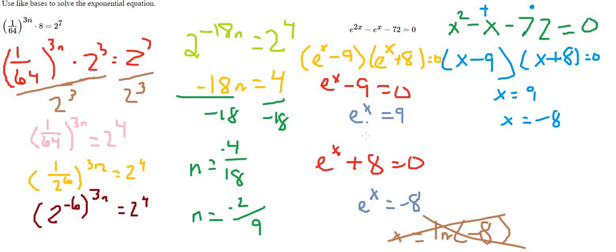And the other one, when we take the natural log on both sides, that's going to give us x equals the natural log of 9. And that is a real number, and you may want to check that answer. It is kind of neat how that works out.